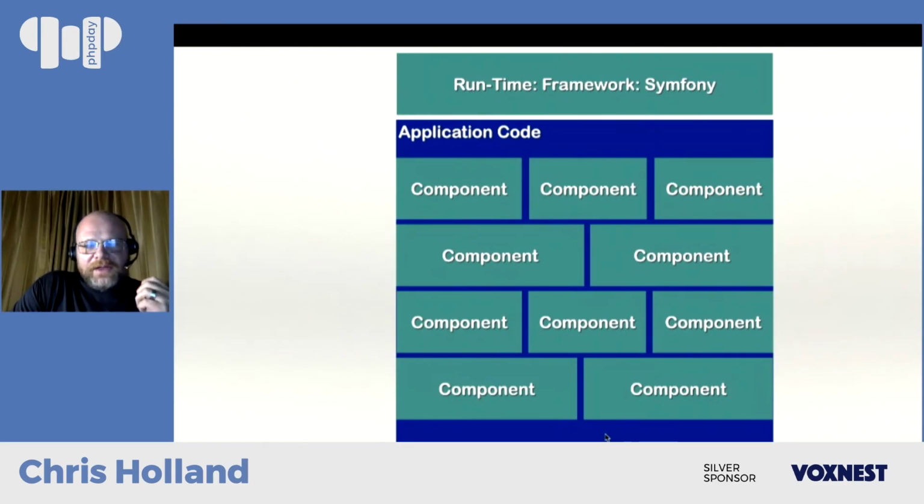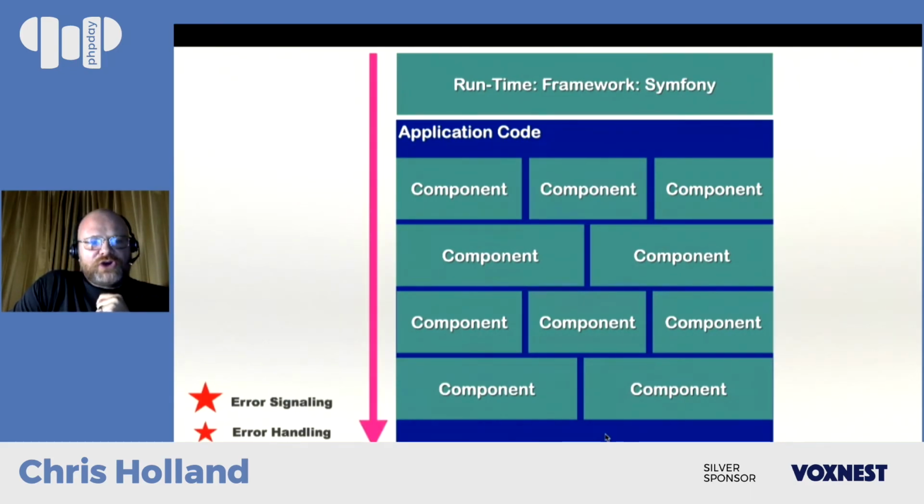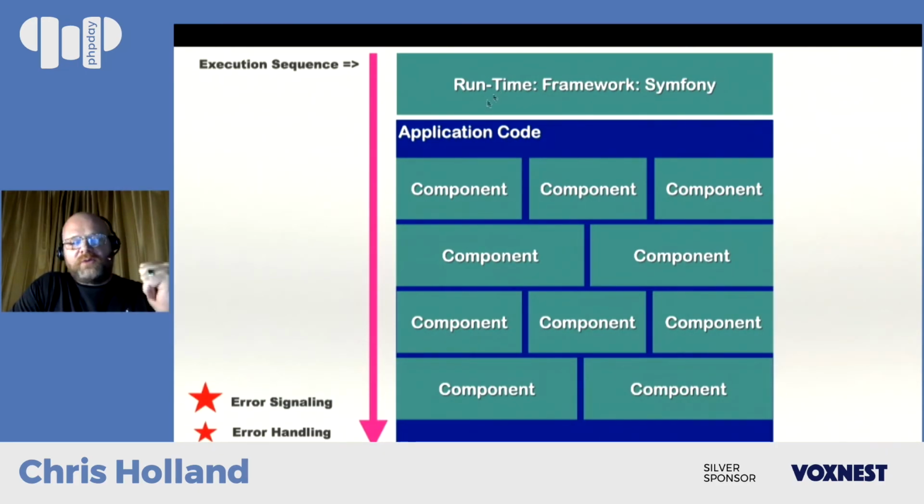Now that we've got this layered component call stack, let's look at error signaling. That's going to be a big red star. And then a small red star, which is going to be the error handling. The pink arrow shows the execution sequence, right? Things start at the top from the framework, which calls your application code, which calls the outer component, which calls a component, calls a component. That's the layering we just showed.